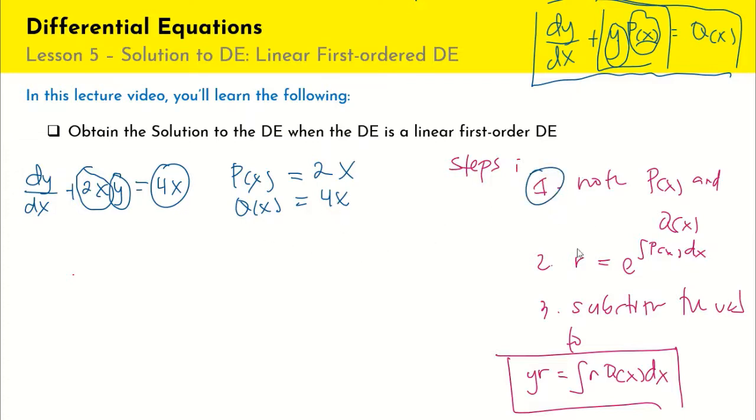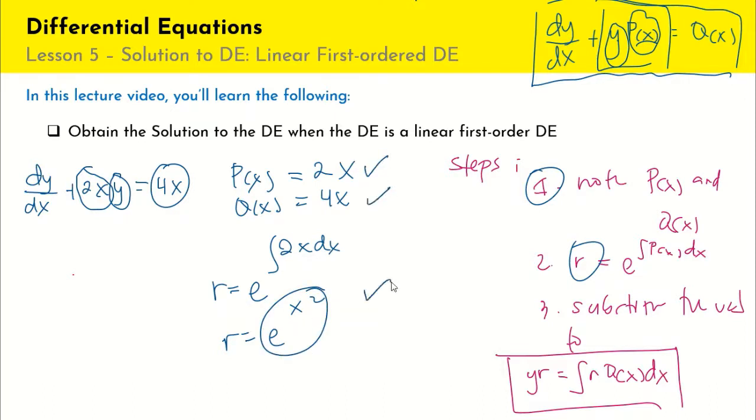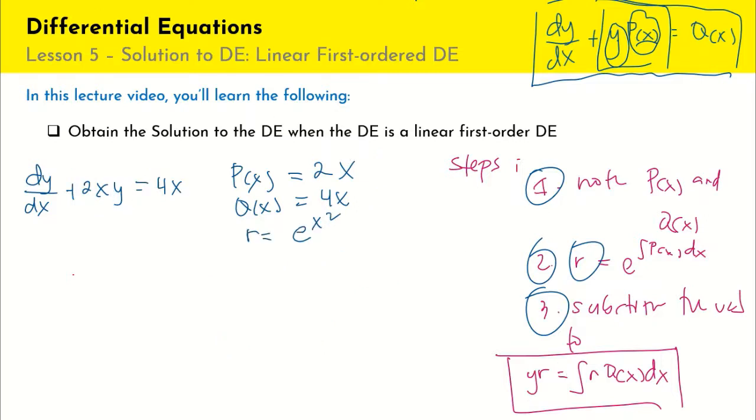Now, step 2, find the value of r. To find the value of r, we do this. Integral of P of x, and P of x is 2x dx. So integrate. We have r equals e raised to x squared. Alright? So this is the value of r. Now, we already have P of x, we have Q of x, and we have r. Now, what's the next step? Step number 3. Substitute the values to this equation.